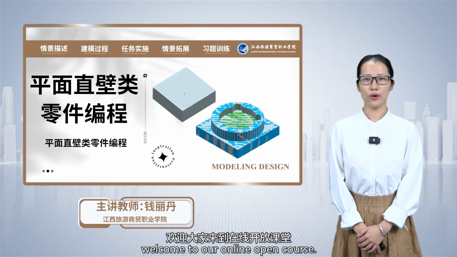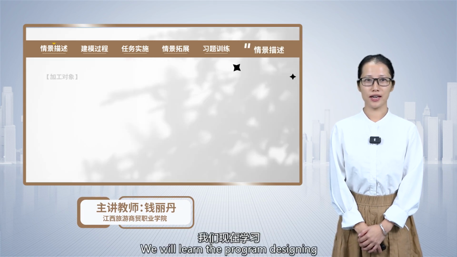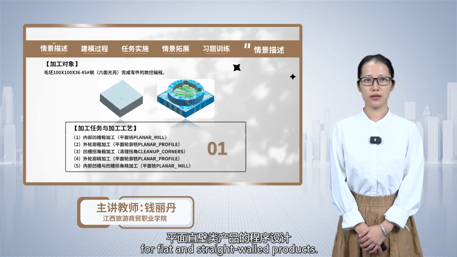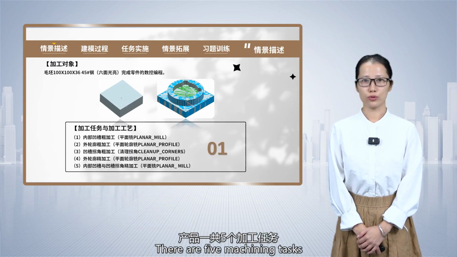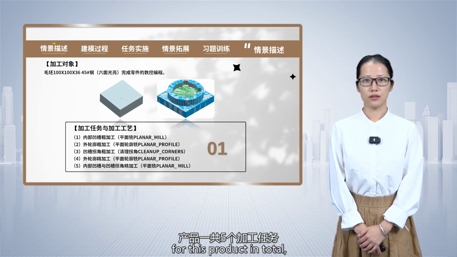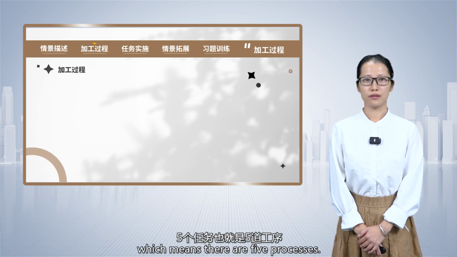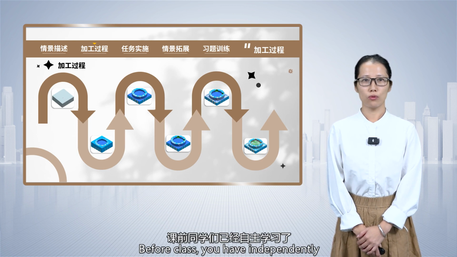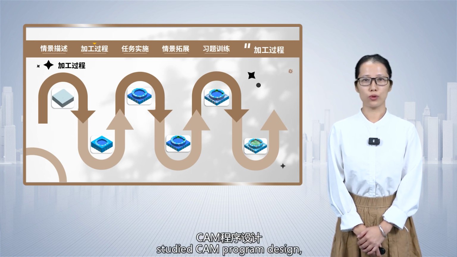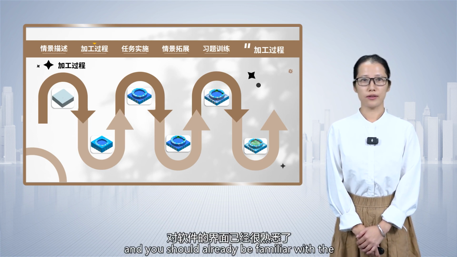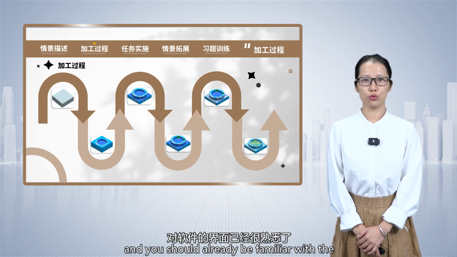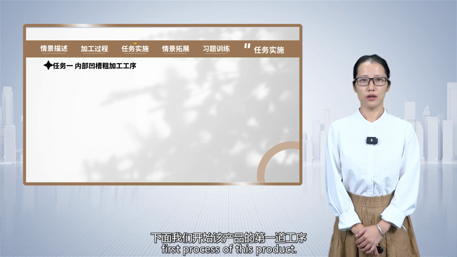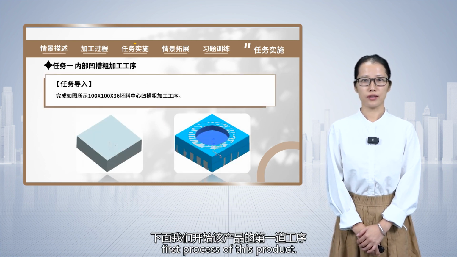Everyone, welcome to our online open course. We will learn the program designing for flat and straight-walled products. There are 5 machining tasks for this product in total, which means there are 5 processes. Before class, you have independently studied CAM program design, and you should already be familiar with the software interface. Now let's begin with the first process of this product.